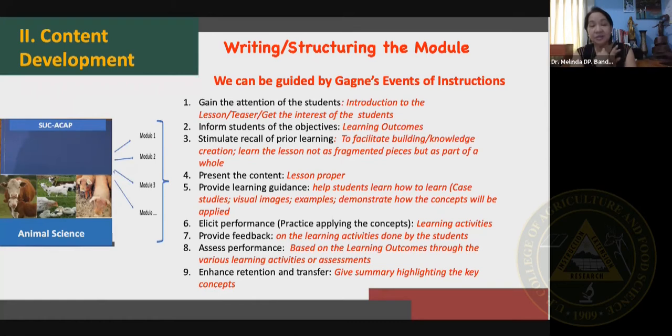Again, we should consider that when we ask our students to do learning activities, two kinds of information are provided to us, or we are making available two kinds of information. One is the information for our students as to where they are in terms of learning the lesson. Naintindihan ko ba yung lesson?